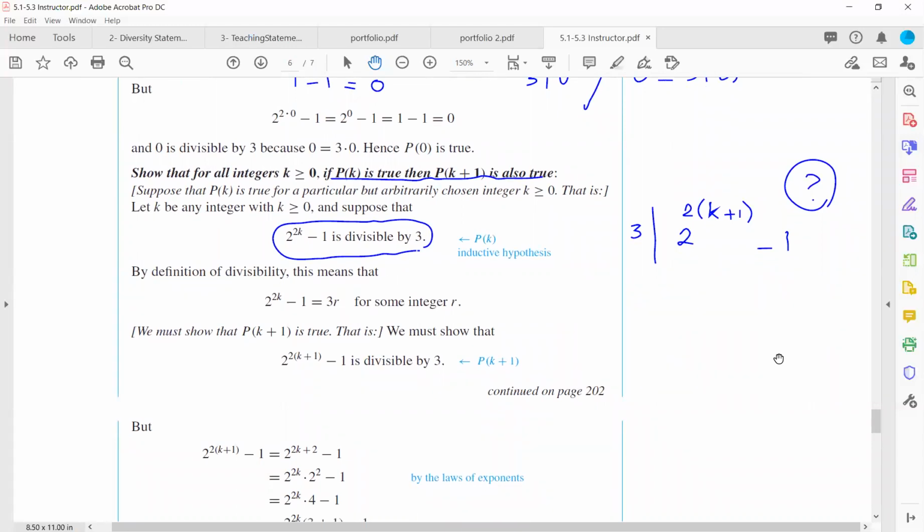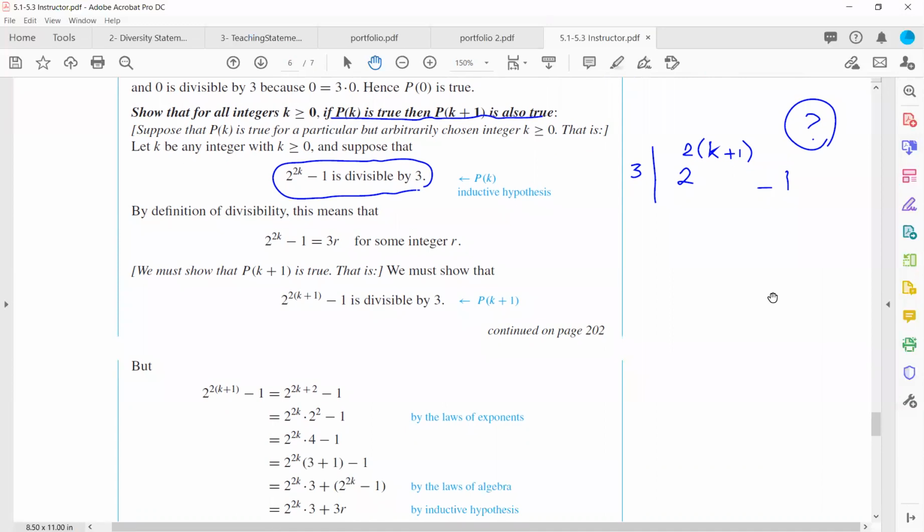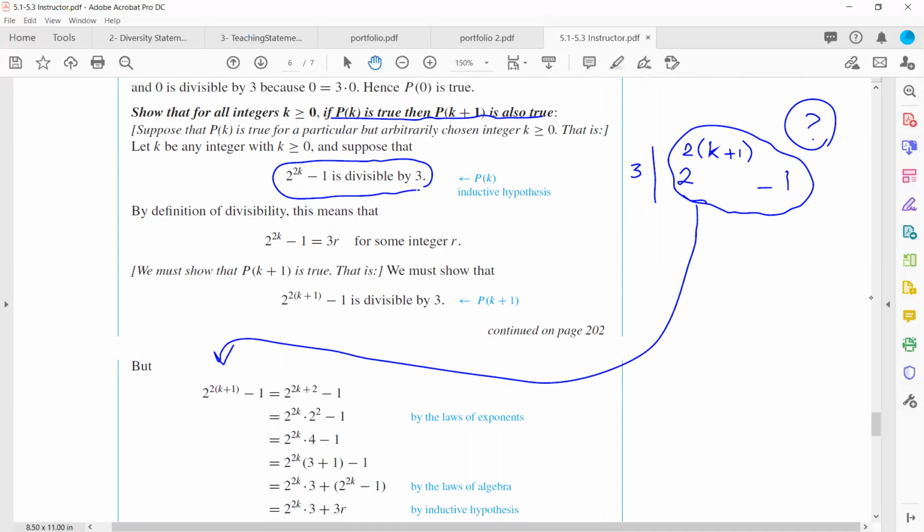Here you can do factorization. What do I mean by that? You have a statement where you need to show that 3 is hidden here somewhere. 3 is a factor of this statement. So let us take this statement and try to write it in factored form. First, distribute 2 into the exponents. 2 to the 2(k+1) minus 1 is 2 to the 2k plus 2 minus 1.